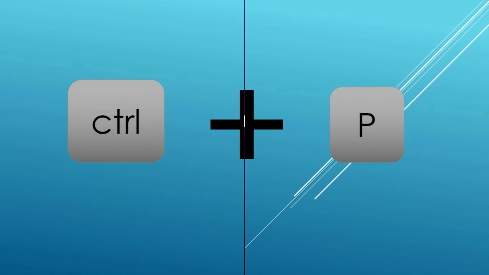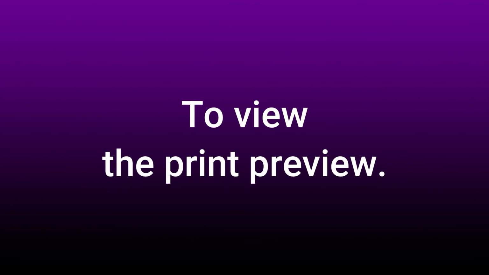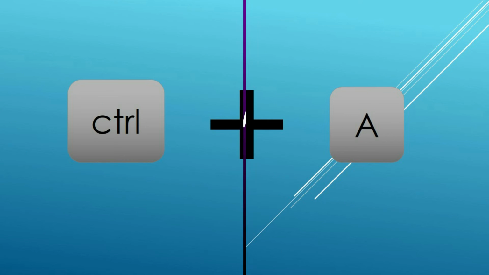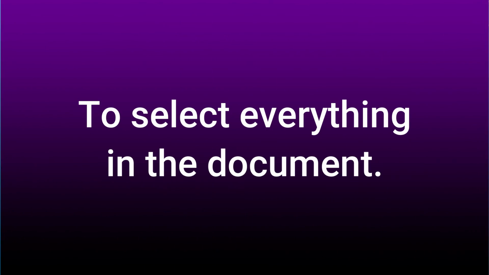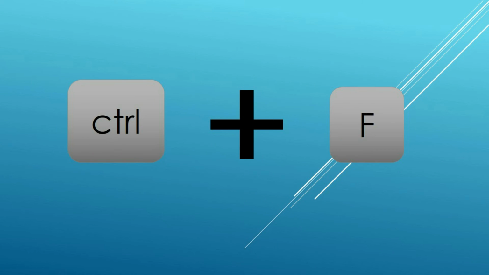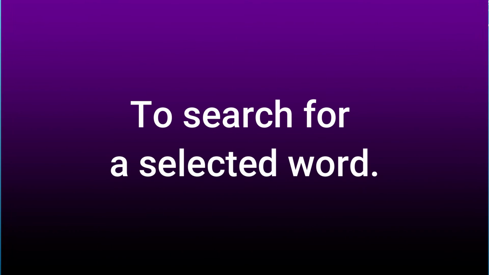Ctrl+P: To view the print preview. Ctrl+A: To select everything in the document. Ctrl+F: To search for a selected word.